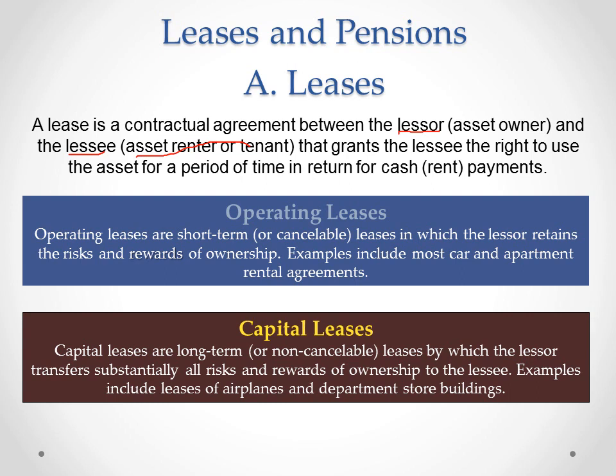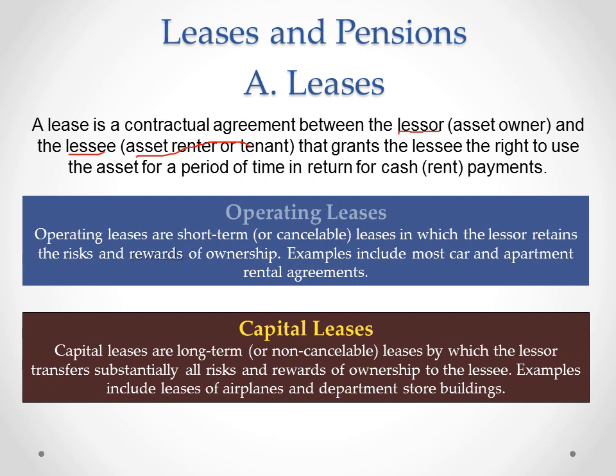So let us start with operating leases. Operating leases are short-term or cancelable leases in which the lessor, or the owner, retains the risk and reward of ownership. Examples include most car and apartment rental agreements. Let us take an example. The owner of the apartment will rent it to another person. The owner we call lessor, and the renter we call lessee.